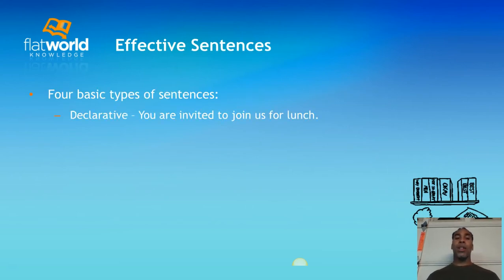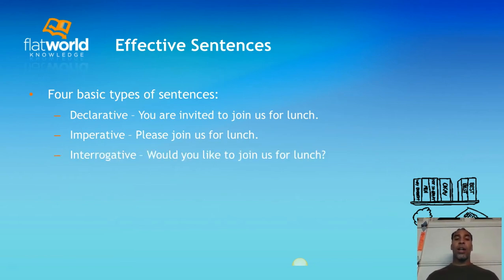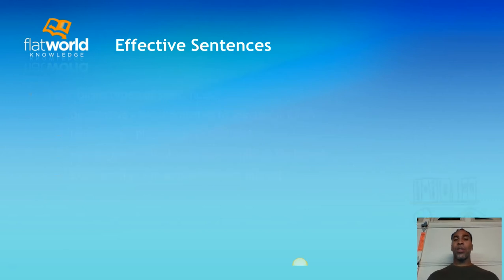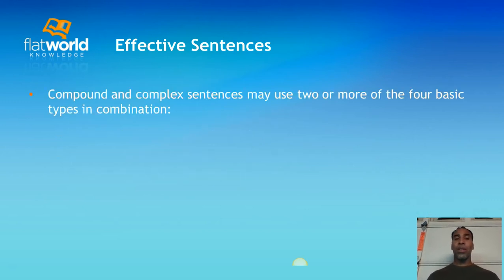There are 4 basic types of sentences. Declarative: you're invited to join us for lunch. I declare that you're invited to come with us. Imperative: please join us for lunch. Interrogative: would you like to join us for lunch? Asking the question. And exclamatory: I'm so glad you can join us for lunch, right? So there are different basic types of sentences.